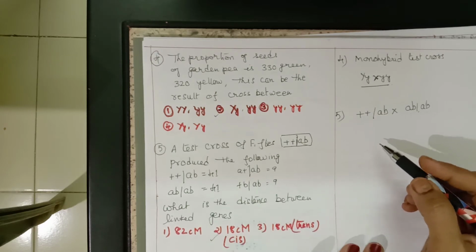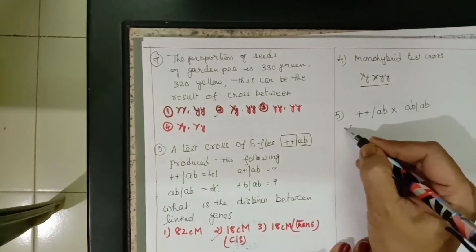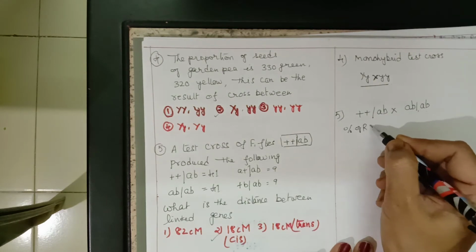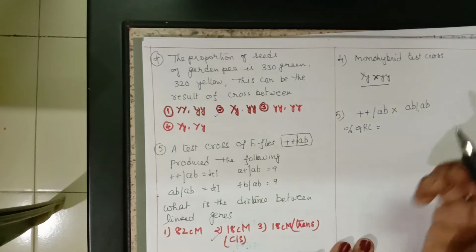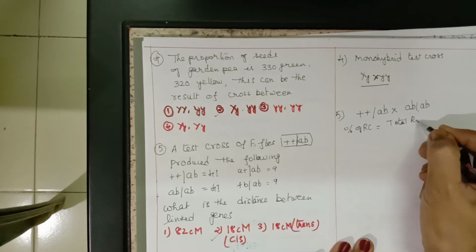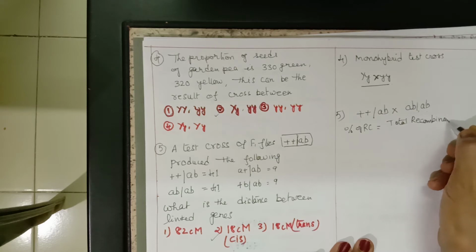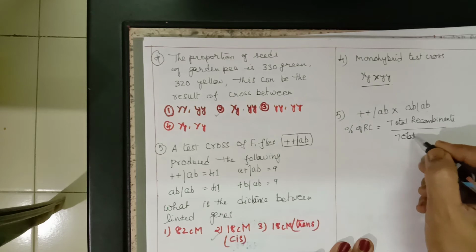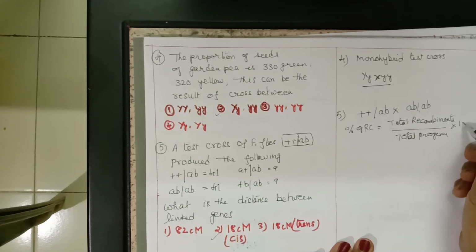You know that to find out the distance, a very simple formula, we have to find out the percentage of recombination. So percentage of recombination equals total number of recombinants by total progeny into 100. If we do this, we get the percentage of recombination.